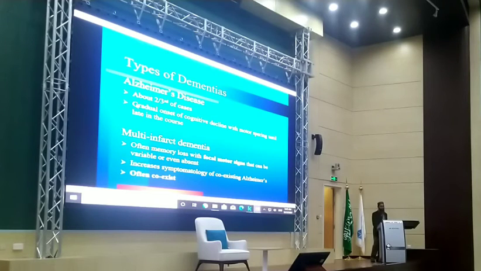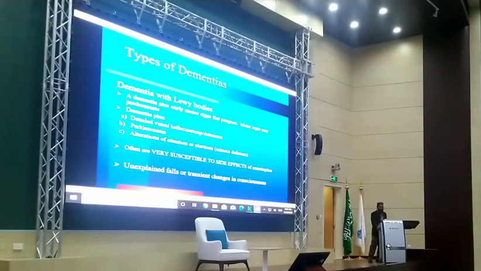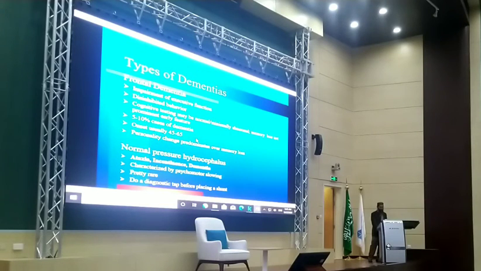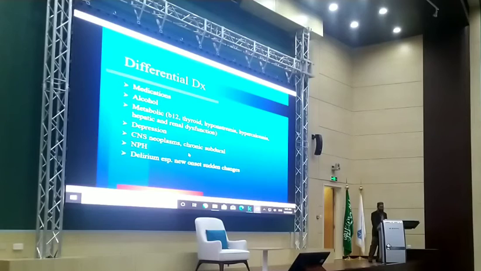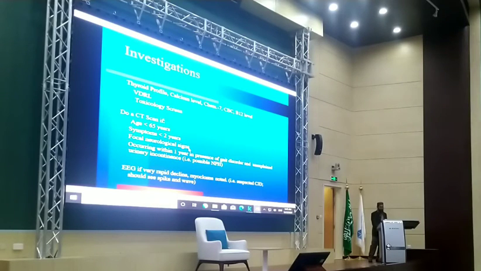If you see here, Alzheimer's is one of the causes of dementia, about two-thirds, with a gradual onset. And in multi-infarct dementia, there is memory loss with focal and motor signs. So if there is loss of memory with some motor function involvement, you can think of vascular problems, but if there are no motor or sensory deficits, then obviously you may attribute it to Alzheimer's. Dementia with Lewy bodies is dementia plus early motor signs that progresses. There are other causes of dementia, just skip that, no problem.